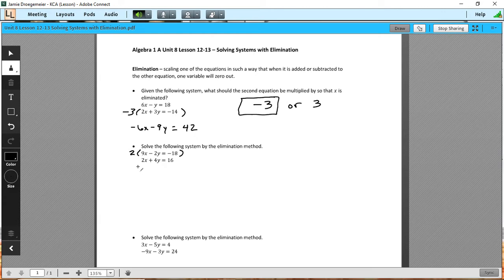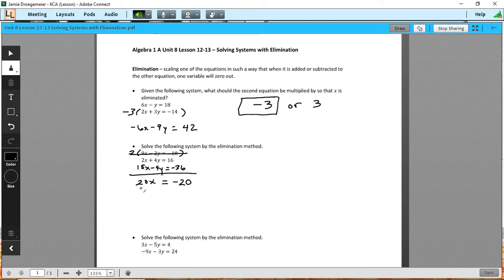So 2 times 9x is 18x. 2 times negative 2y is negative 4y. And 2 times negative 18 is negative 36. And now I'm going to add these two equations together. So I've multiplied that by 2 to get this one. So now when I add these equations together, 2x plus 18x is 20x. 4y plus a negative 4y is 0. So those eliminate or zero out. And then 16 plus a negative 36 would be negative 20.